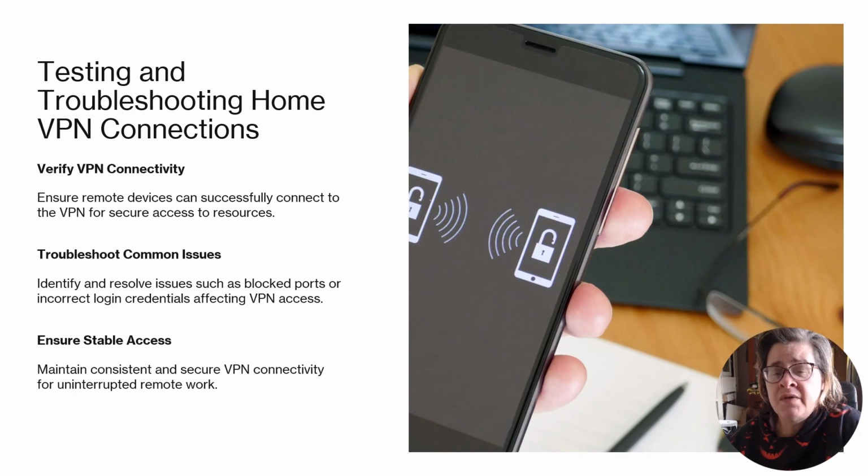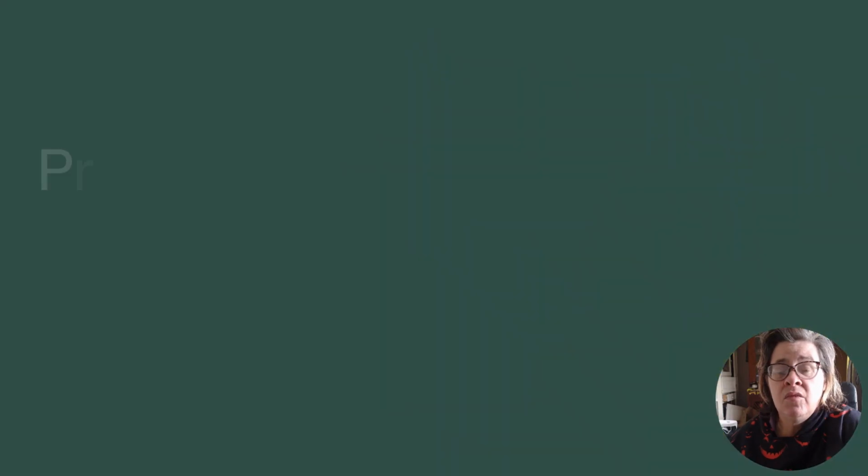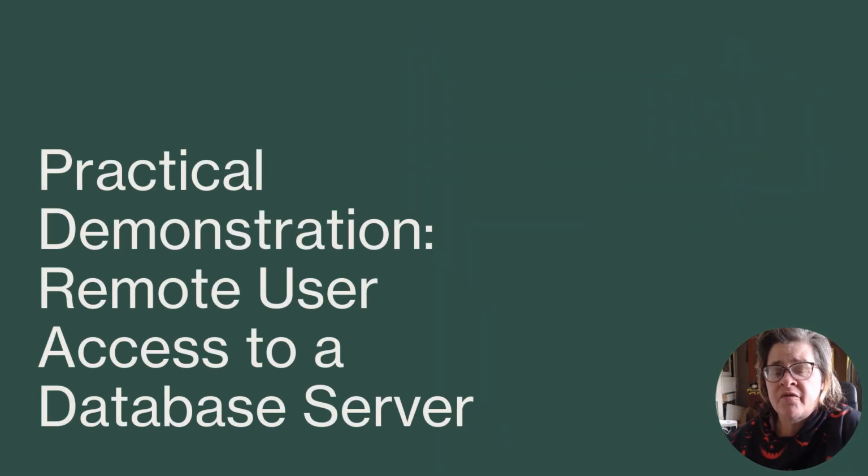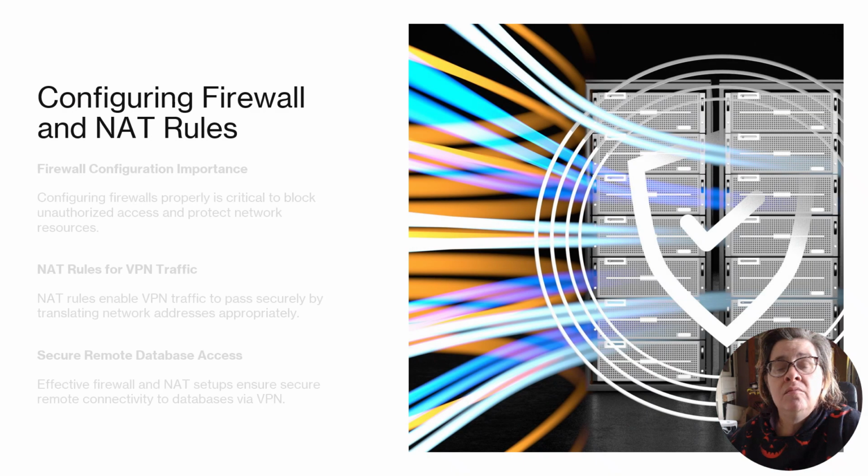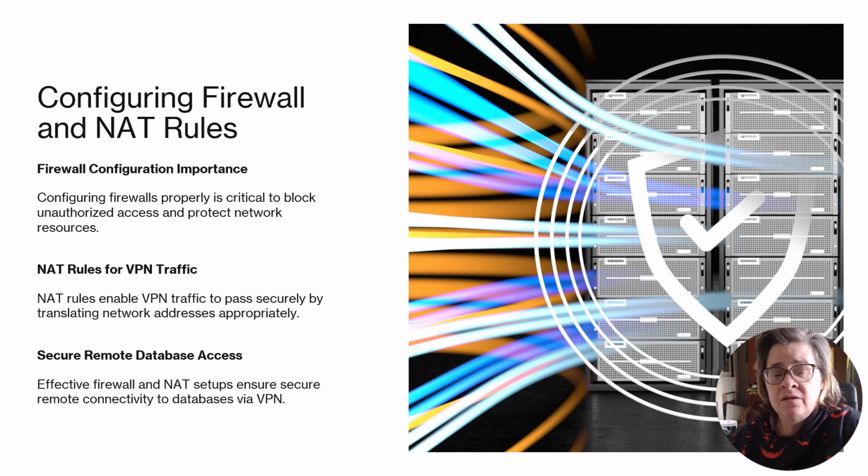Verify VPN connectivity from remote devices. Troubleshoot common issues like blocked ports or incorrect credentials, and ensure stable and secure access. The following section provides practical steps for configuring firewalls, establishing secure client-server communication, and applying best practices to maintain database security via VPN. Proper firewall and NAT, which is network address translation, configurations are essential to allow VPN traffic while blocking unauthorized access, enabling secure remote database connectivity.